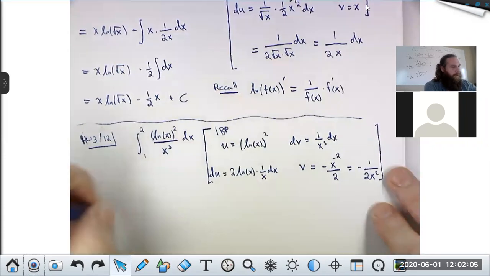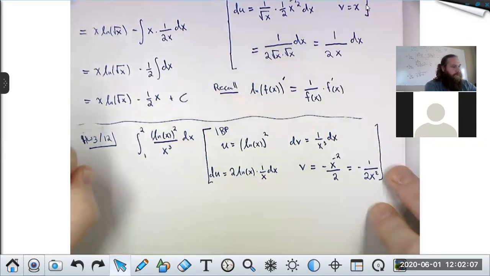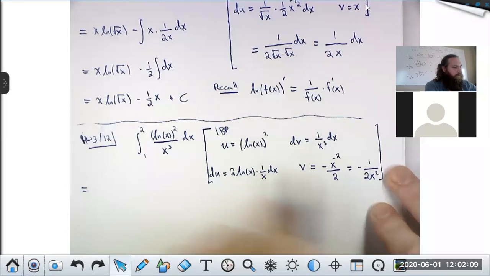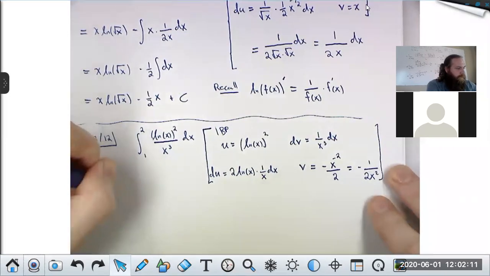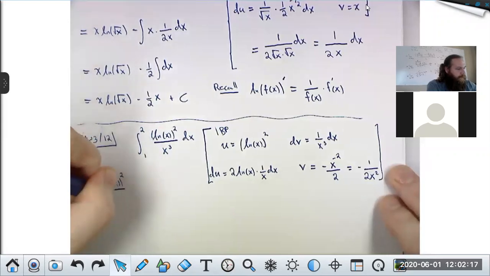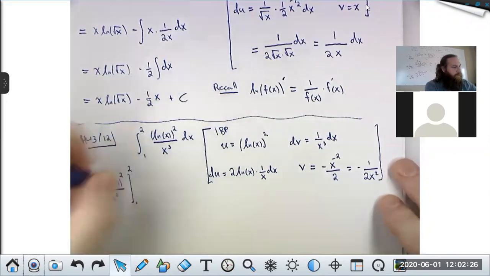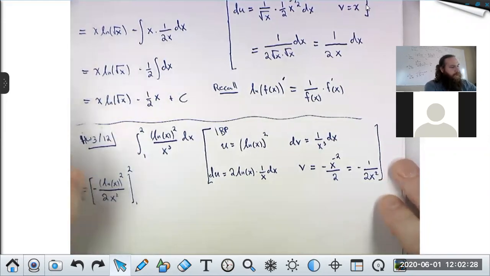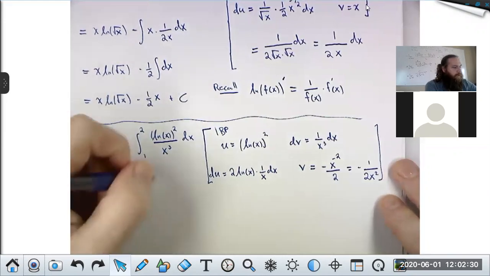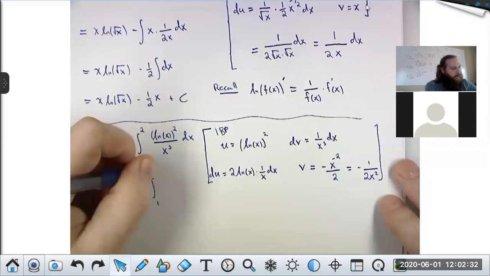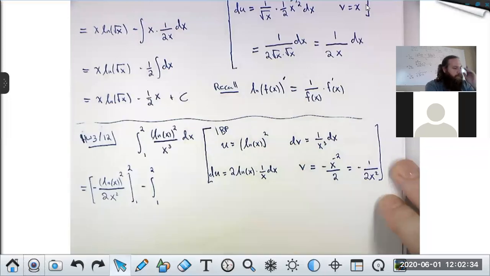If I just run my IBP here, I have my u times v, so that's ln of x all squared divided by 2x squared with a negative out front, and this needs to be evaluated from 1 to 2. And then I subtract from that the integral from 1 to 2 of v times du.